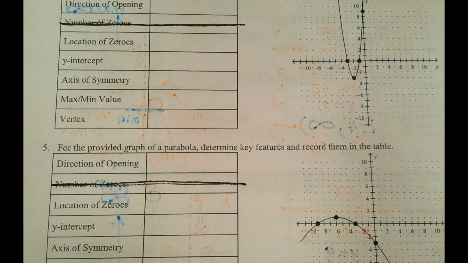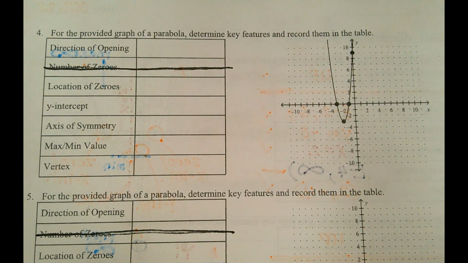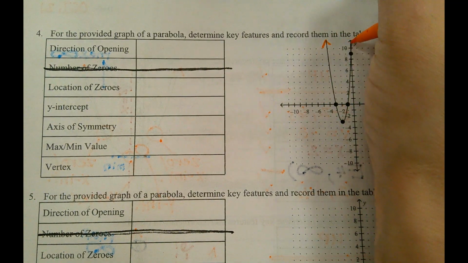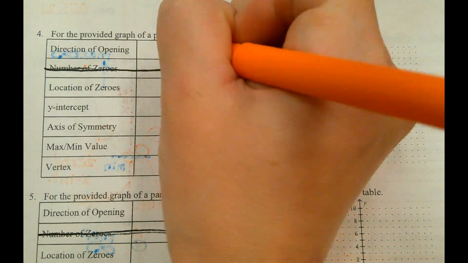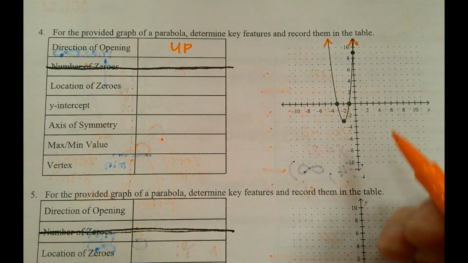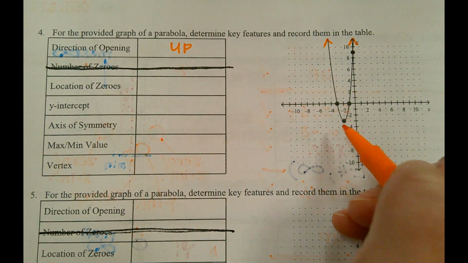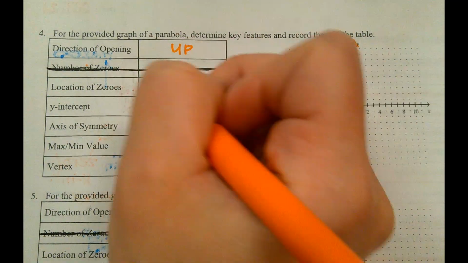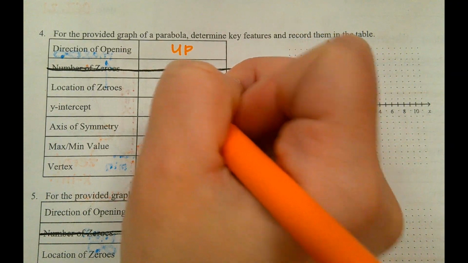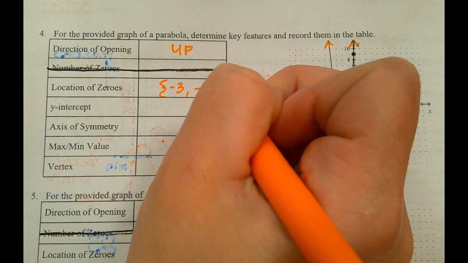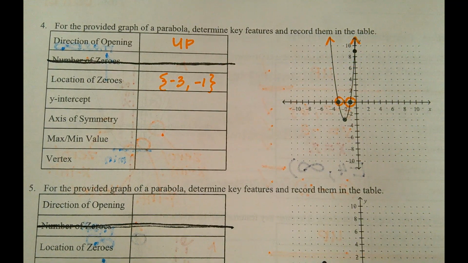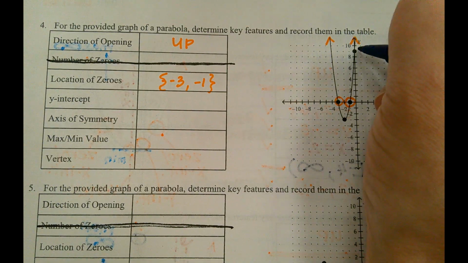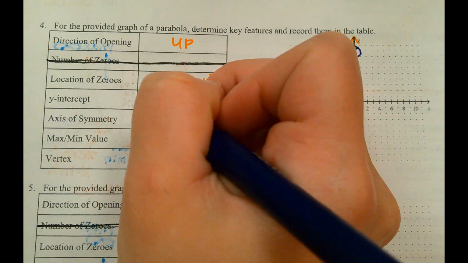So for number 4, what's my direction of opening? Up. Good. Put my up arrows. The direction is up. Where are my zeros? -1 and -3. Good. -1 and -3. What about my y-intercept? 9. 9. Y equals 9. Good.